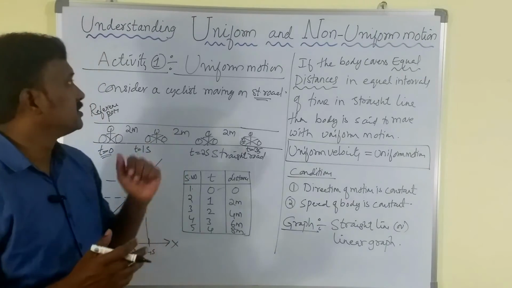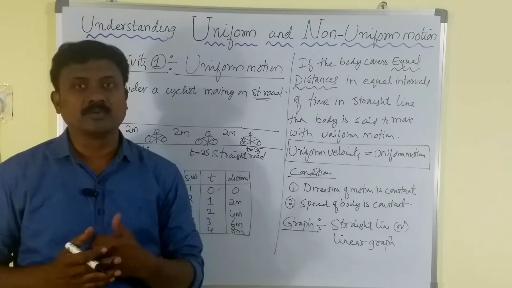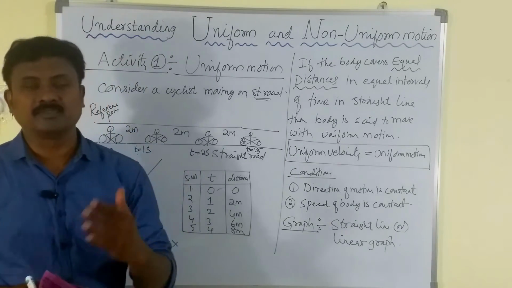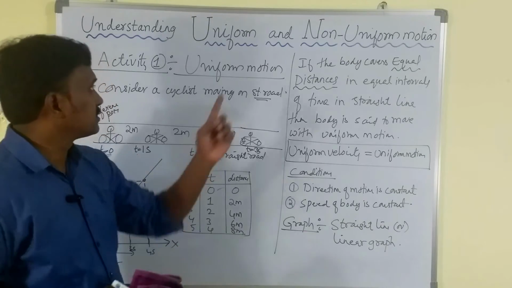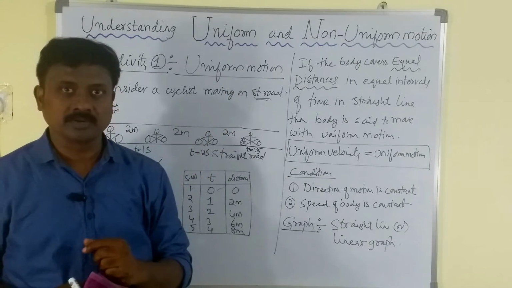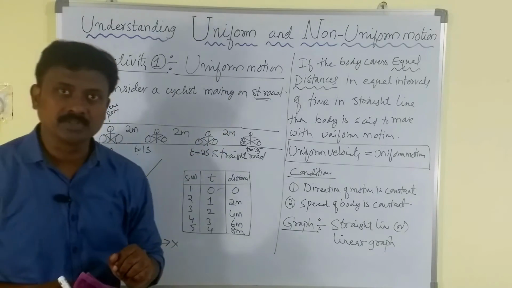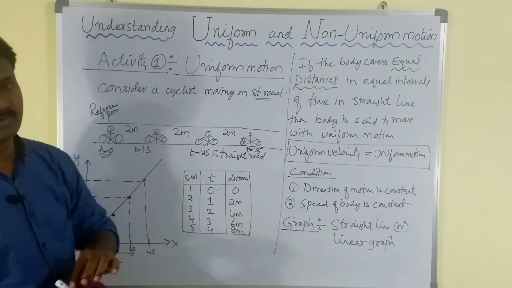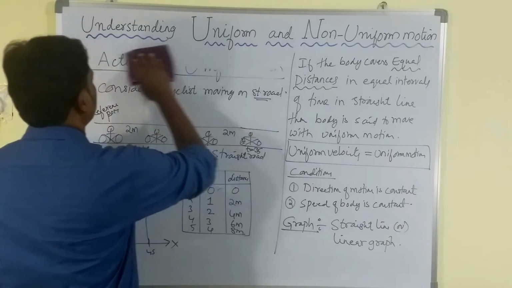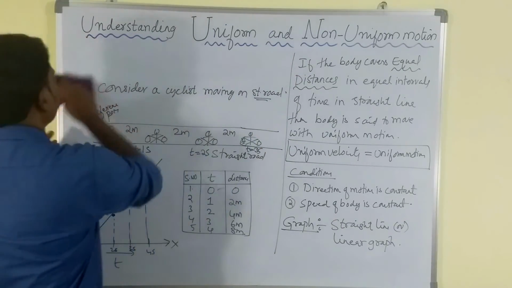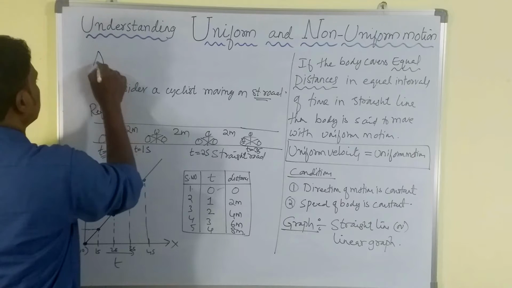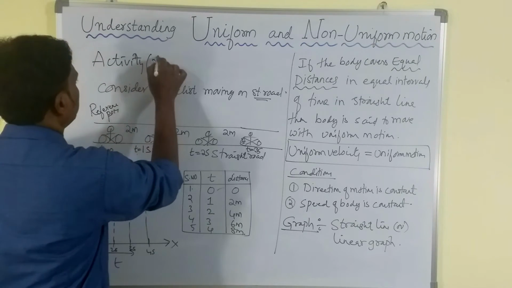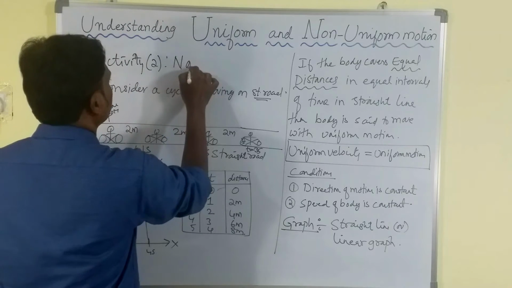Okay, children, so this was the first activity. Now we are going for the second activity, and the second, third, fourth and fifth, these last four activities we are going to discuss about non-uniform motion. I hope you have understood uniform motion. Now there are some changes I would like to make to make it non-uniform. So let me write here activity 2, and we are going to see about non-uniform motion.